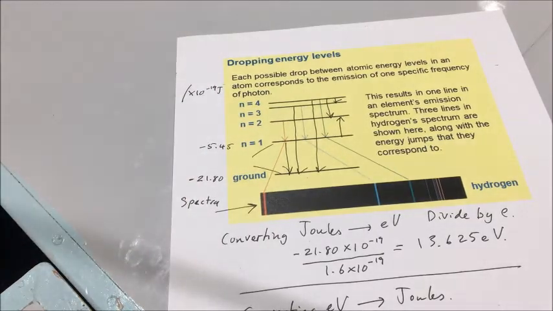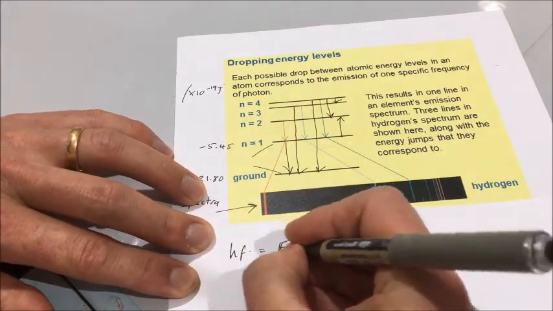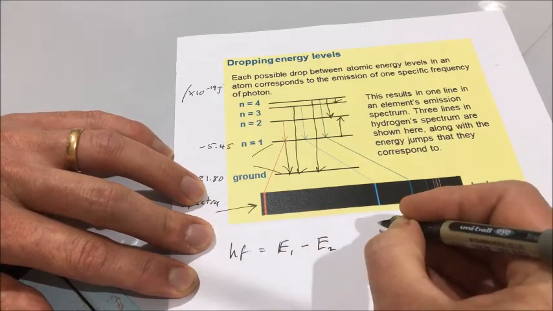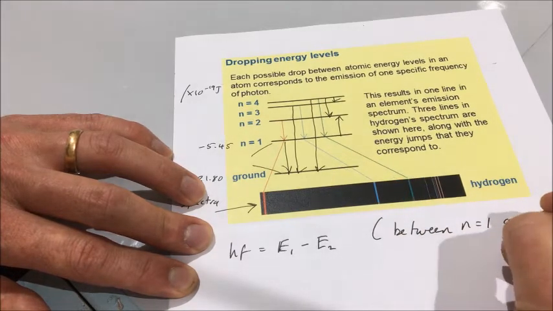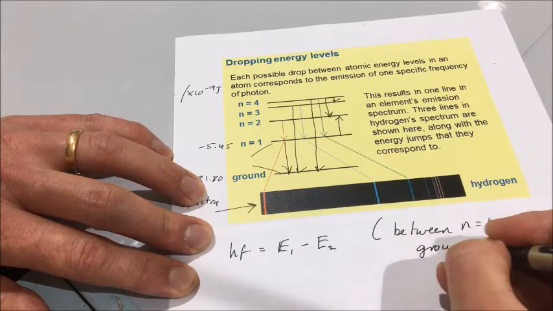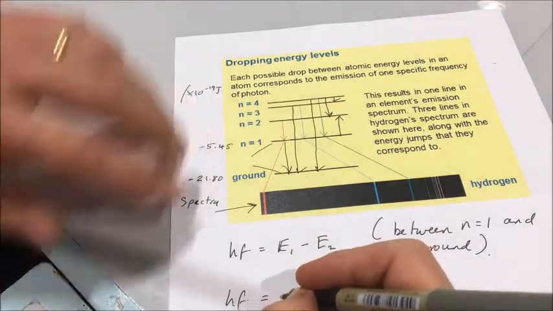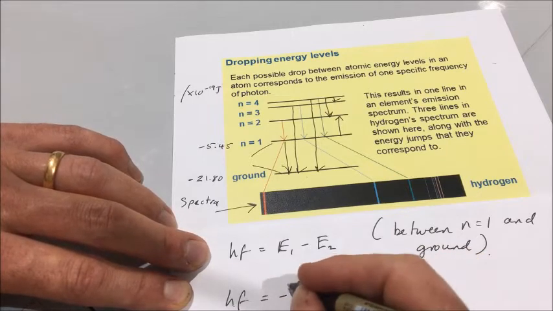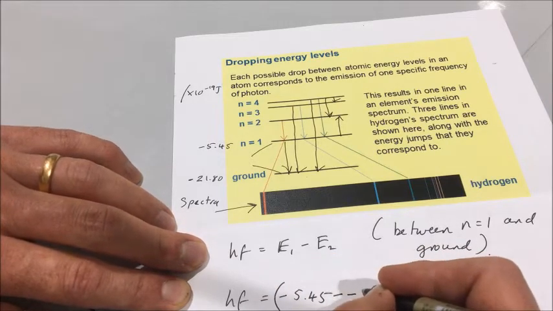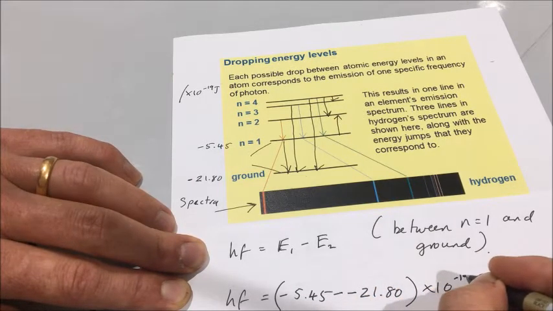So I'm going to get another piece of paper here to show that. I'll just cover this over so you can still see the diagram. So I'm going hf equals E1 minus E2, and I'm doing between n equals 1 and ground. So I can say hf equals minus 5.45 minus 21.80, and that's all times 10 to the minus 19.